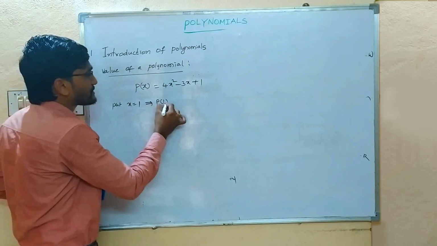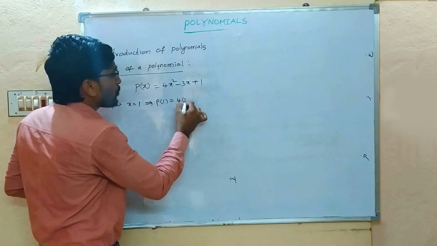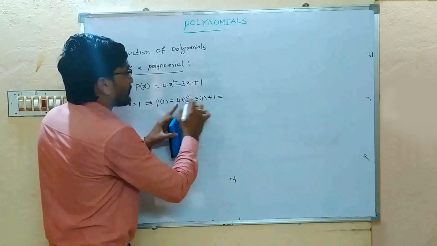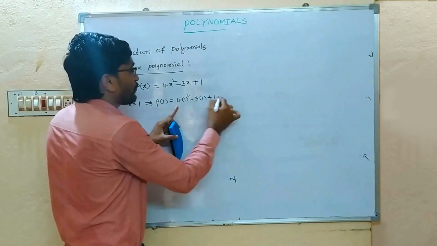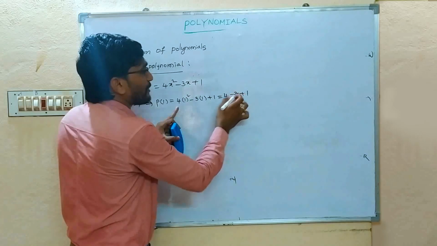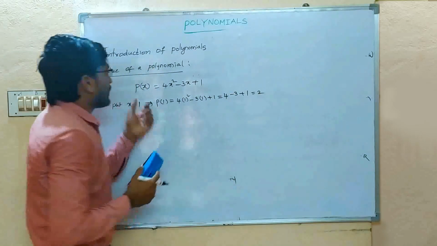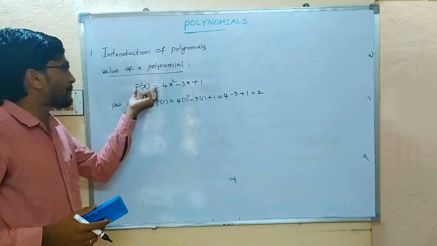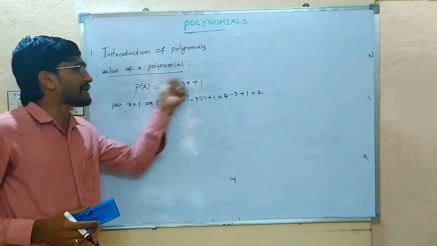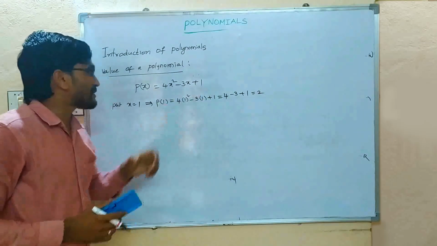P of 1 is equal to 4 into 1 square minus 3 into 1 plus 1. 1 square is 1, 1 into 4 is 4, 3 into 1 is 3, so 4 minus 3 plus 1. 4 plus 1 is 5, 5 minus 3 is 2. So the value of the polynomial p of x is equal to 4x square minus 3x plus 1 at x equal to 1 is 2. This is the value of the polynomial.